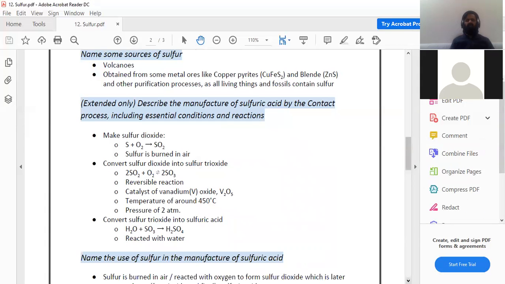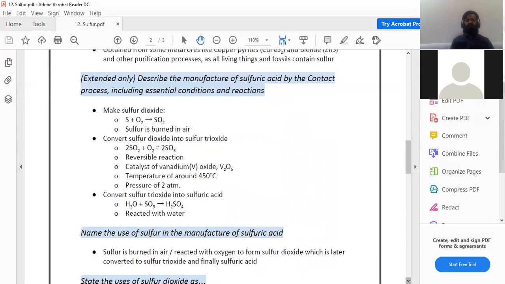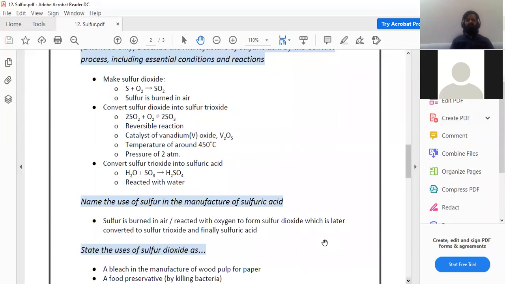So name the use of sulfur in the manufacture of sulfuric acid. You will say sulfur is used to finally prepare the sulfuric acid, because sulfur first will be changed into sulfur dioxide, later into sulfur trioxide, and sulfur trioxide finally will give you sulfuric acid.